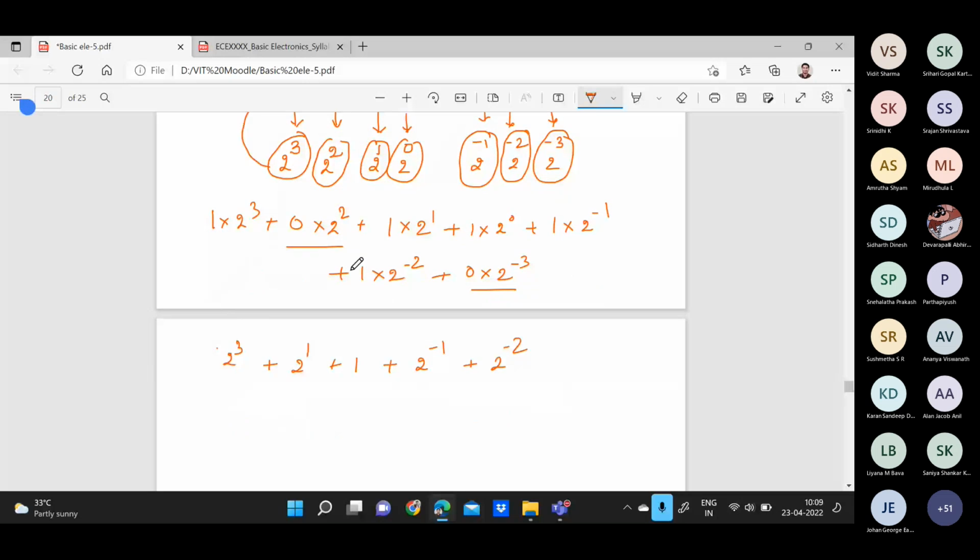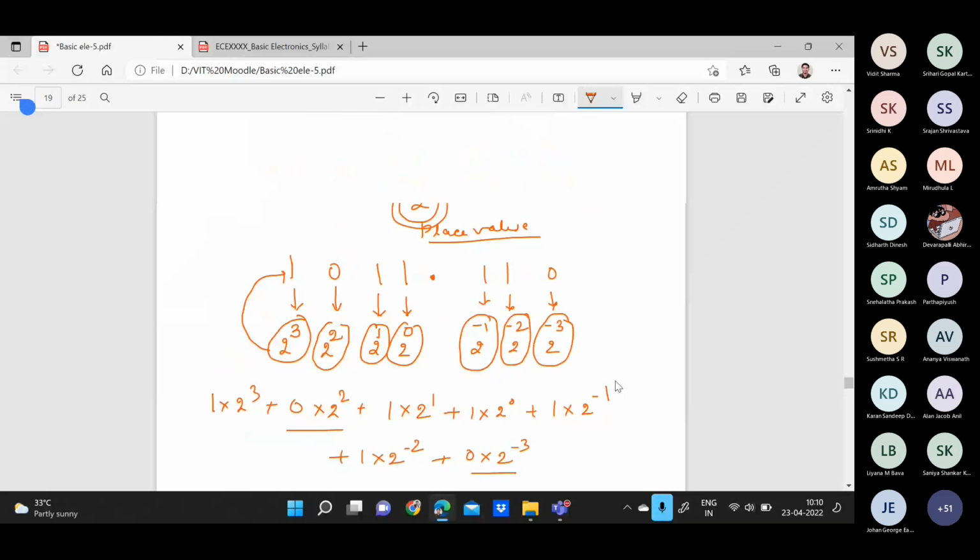Now tell me the answer. This is what? 8 plus 2 plus 1 plus 0.5 plus 0.25. And you add it and tell me the answer. What is the answer? 10.75. 10.75, right? So 11.75. Understand this. 11.75.